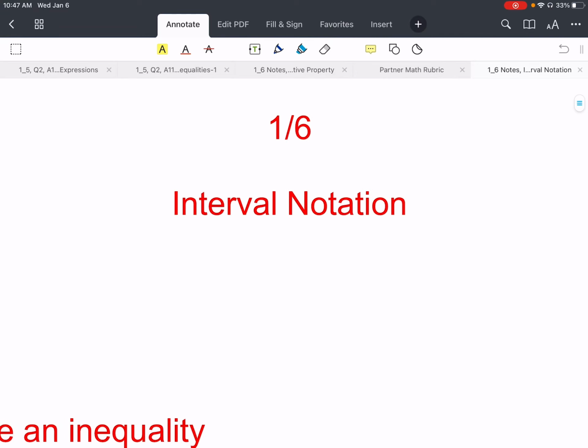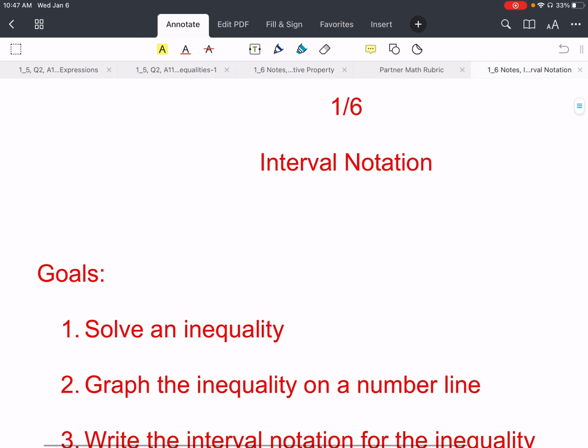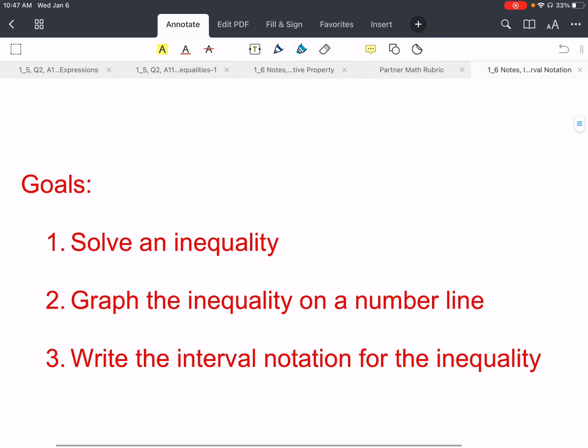All right. We are starting a new lesson on interval notation. It sounds a little bit complicated, but it is actually very similar to what we've been doing. So we're just adding one more step, and the step is pretty simple. So our three goals, and you're going to recognize goal 1 and 2, because that's what we've been doing. You're going to be solving inequalities and graphing inequalities on number lines. So those parts should be review, but we always need more practice.